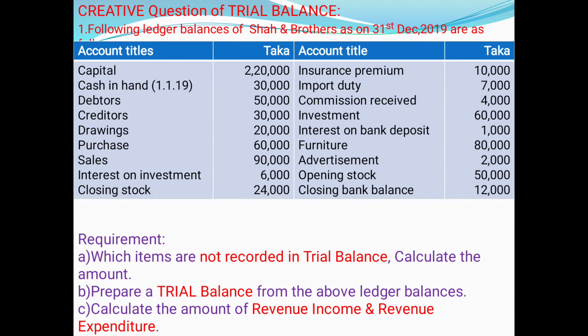I repeat again: opening cash or opening cash balance, that is the first date of the year cash fund. Second one, opening bank balance. Third one, opening bank overdraft. Fourth one, closing inventory or closing stock or unsold stocks.